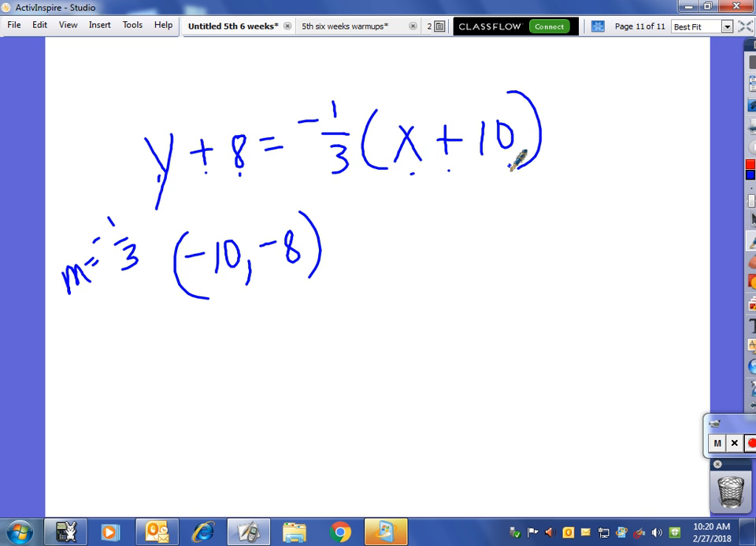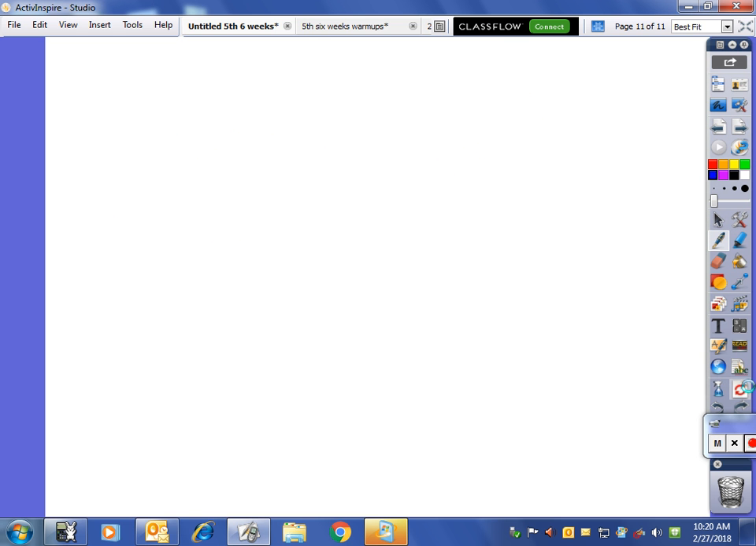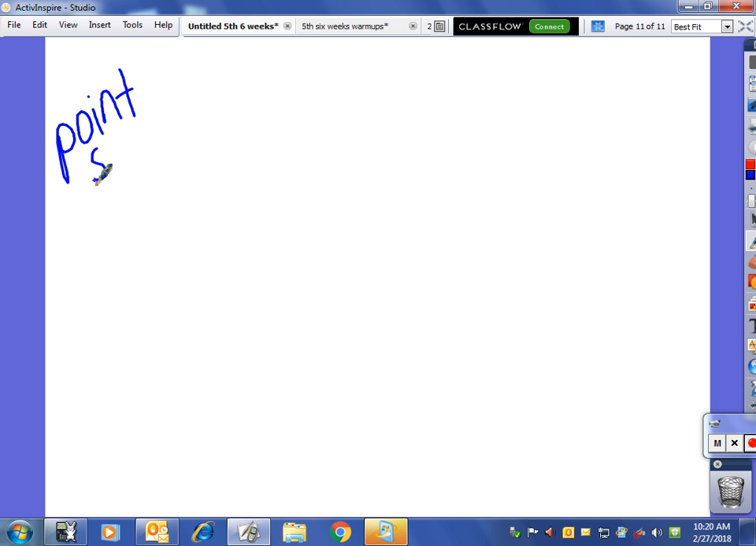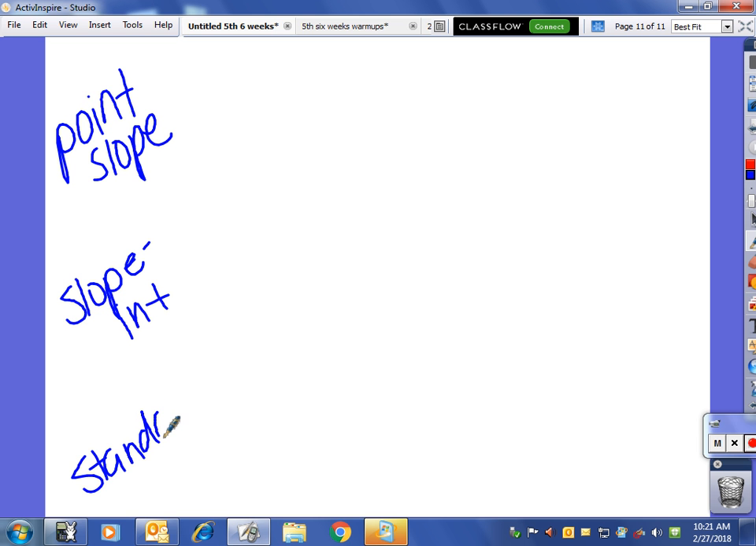Okay, now, here's another thing that I could and would do. I am going to give you point slope form. You are going to give me back slope intercept form and standard form. You have to be able to go from one to the other to back to where you started. No, this is for right now work.